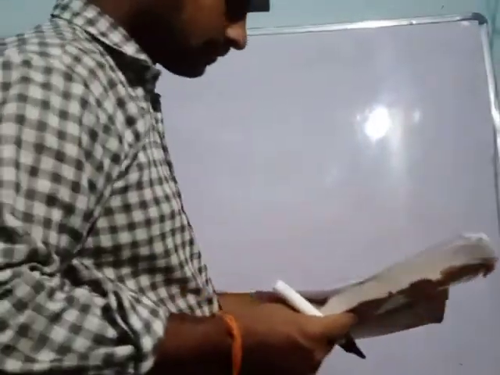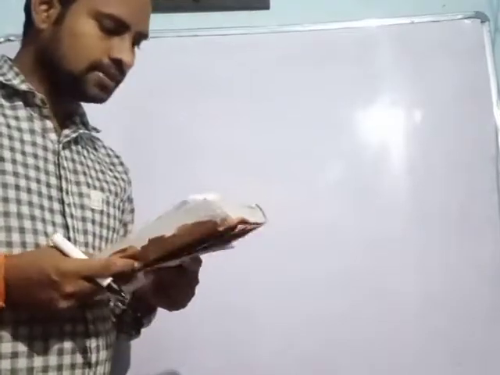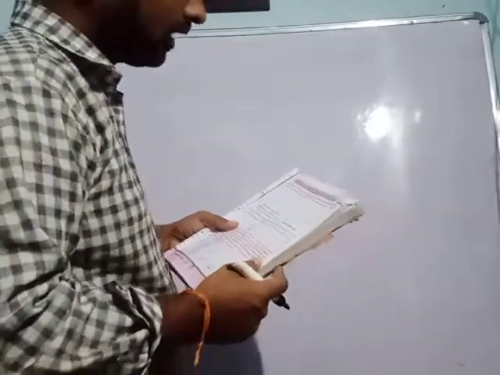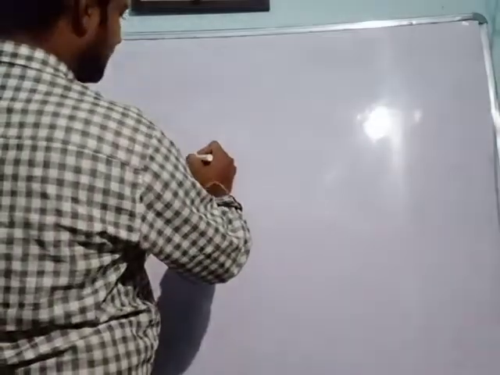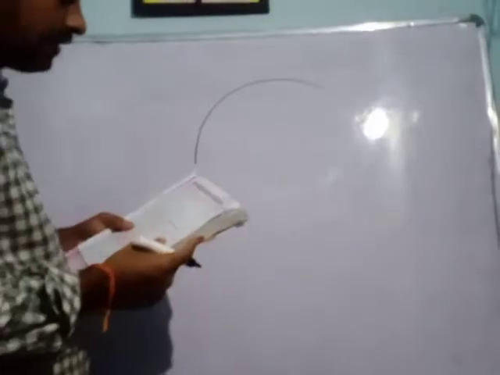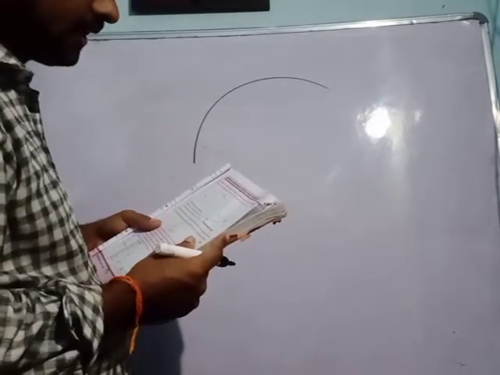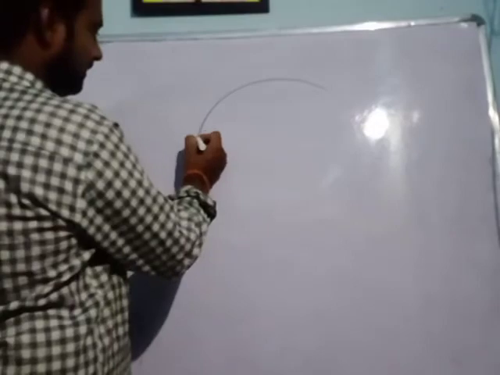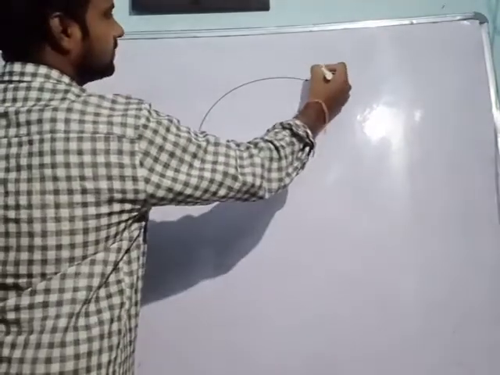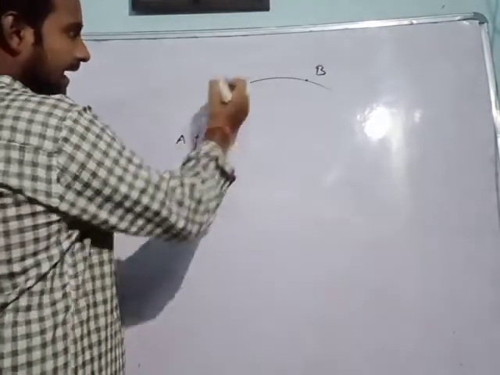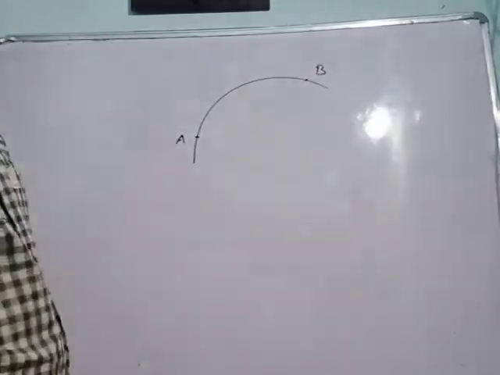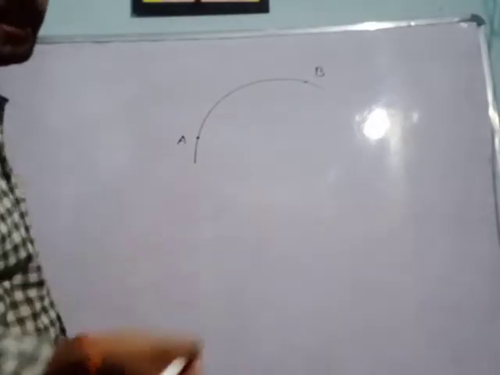Next question. As shown in the figure given below, a point traverses a curved path like that. Draw the displacement vector from the given points A to B. Here A point, here B point. So for example, an object or any body moves, first starts at A and ends at B. Now what is the displacement? We have to find displacement here.